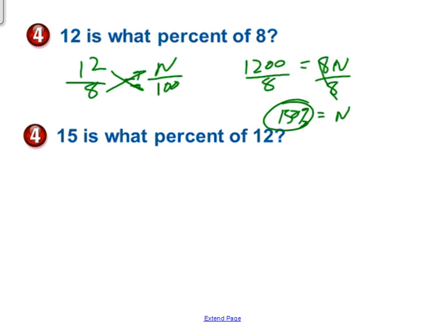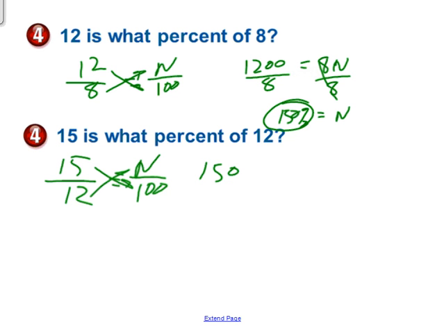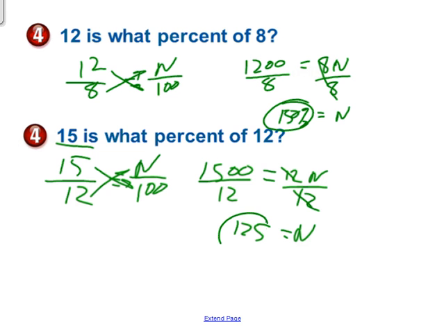Similar problem, 15 is what percent of 12? So 15 is to 12 as n is to 100. Cross multiply and solve. 15 times 100 would be 1500, and that's equal to 12n. Divide both sides by 12. N then is equal to 1500 divided by 12, and it's 125. So 15 is 125% of 12.